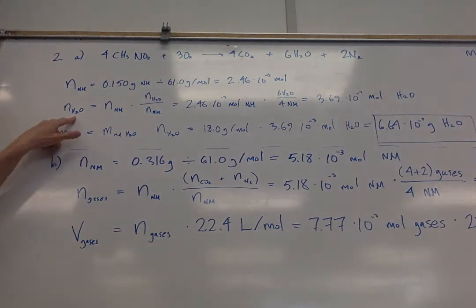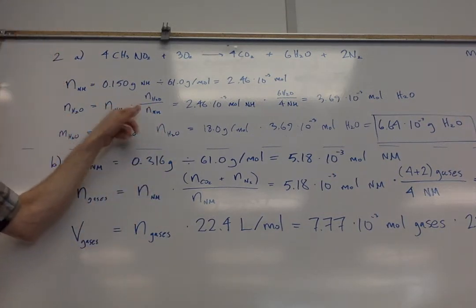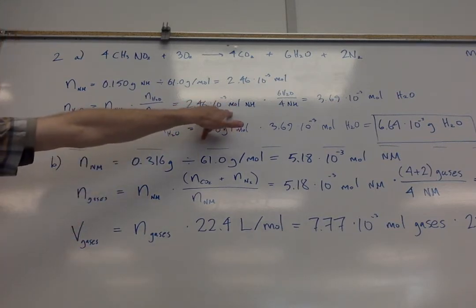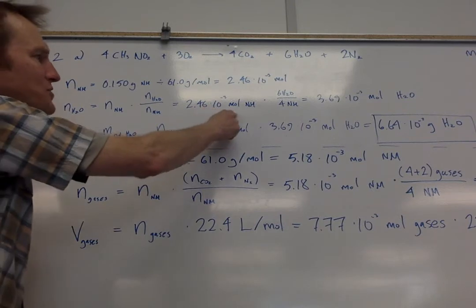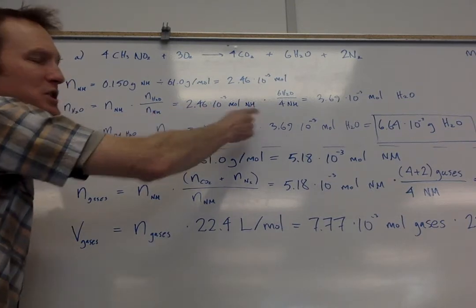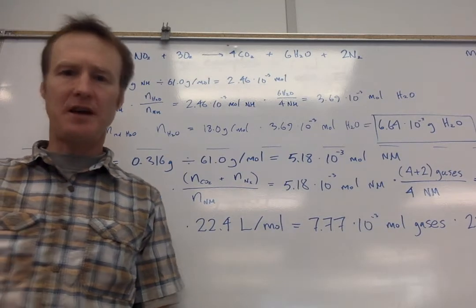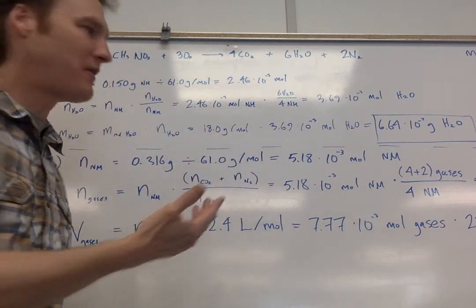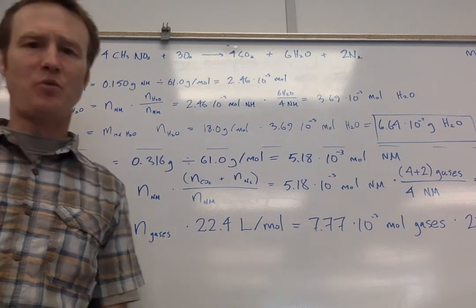Now I'm going to use the molar ratio. I say that the moles of water will equal the moles of nitromethane times the moles of water per nitromethane. Well, then I put it in. The value that I got from the first line, 2.46 times 10 to the negative 3 moles of nitromethane times 6 H2O per 4 nitromethane. Again, these are molar ratios. They come from the balanced chemical equation. 6 over 4 is 1.5. And I get 3.69 times 10 to the negative 3 moles of water.